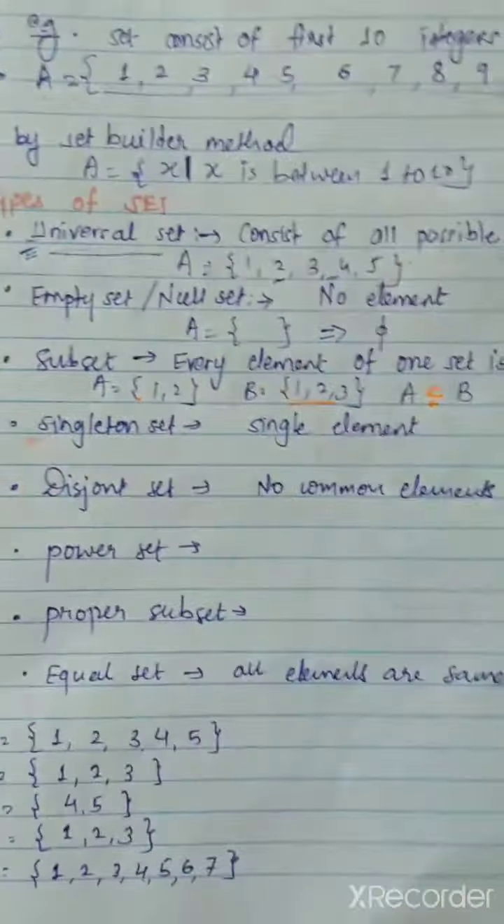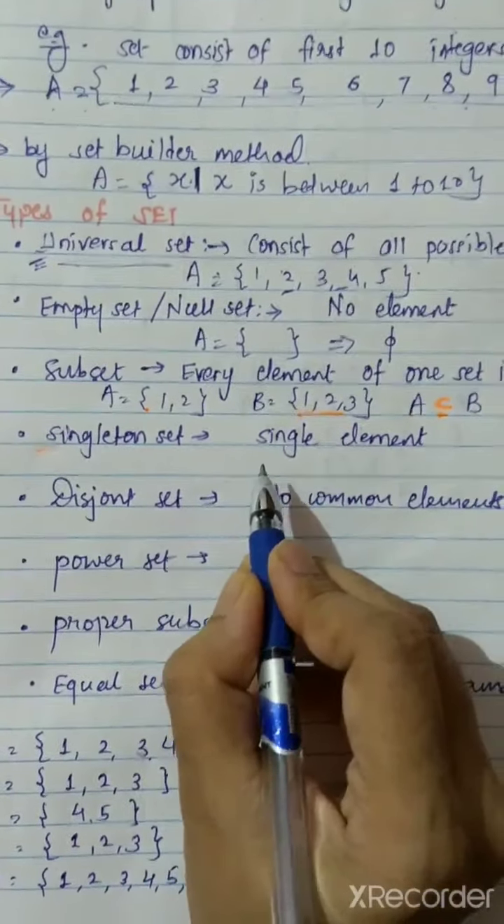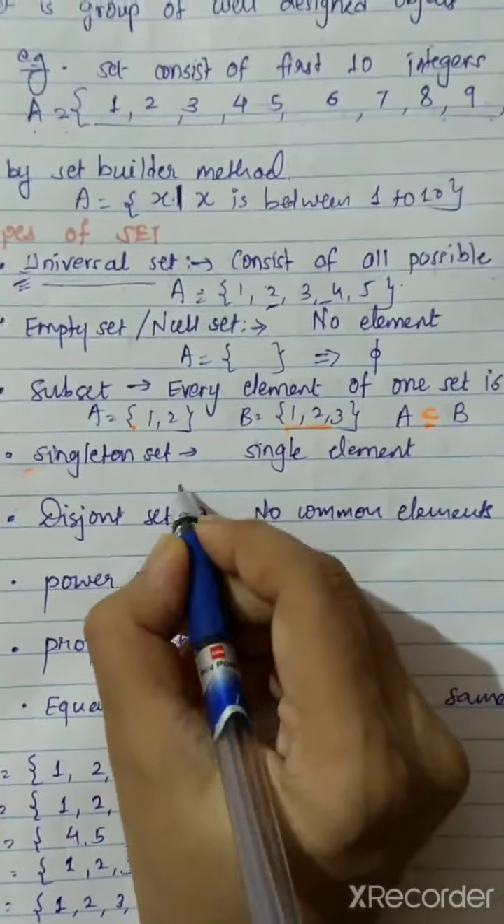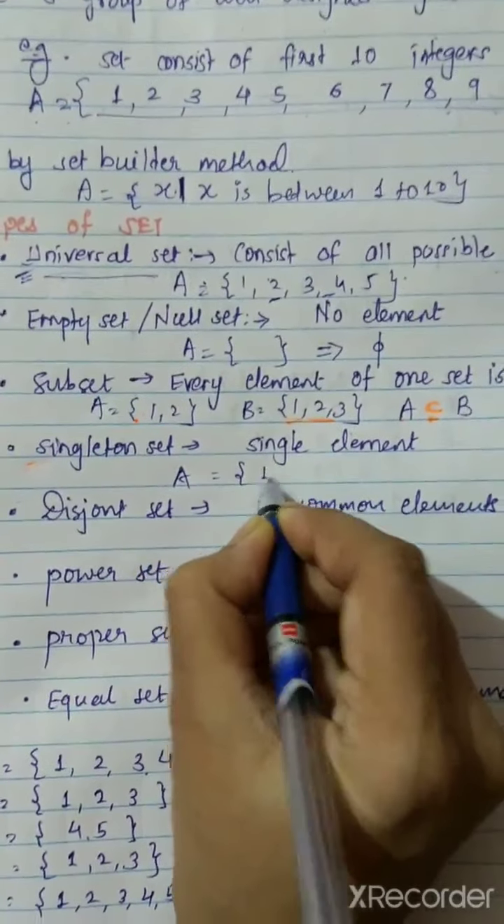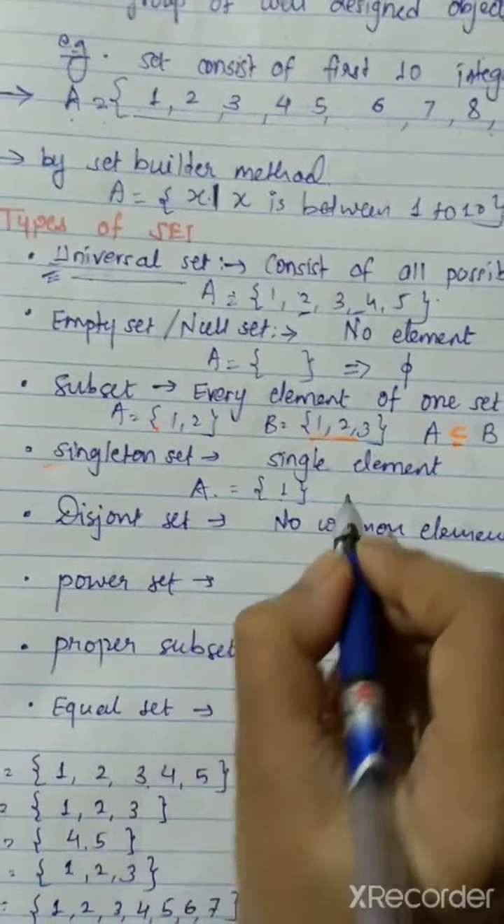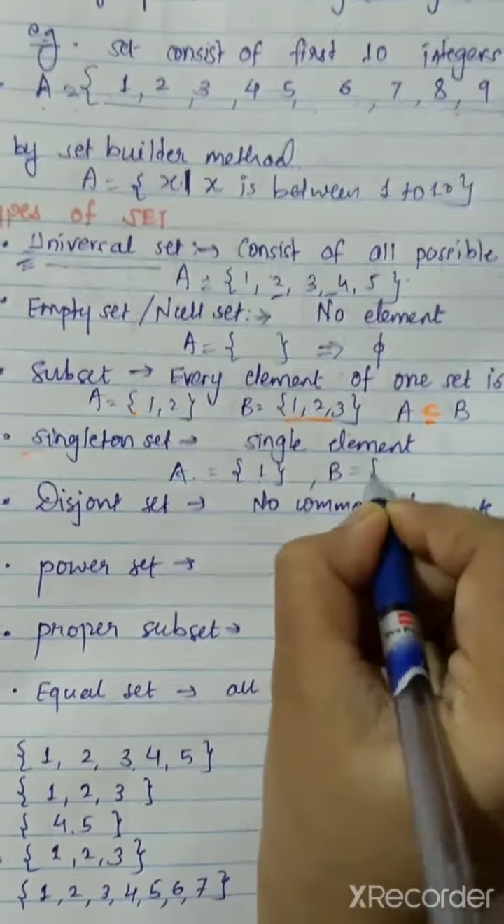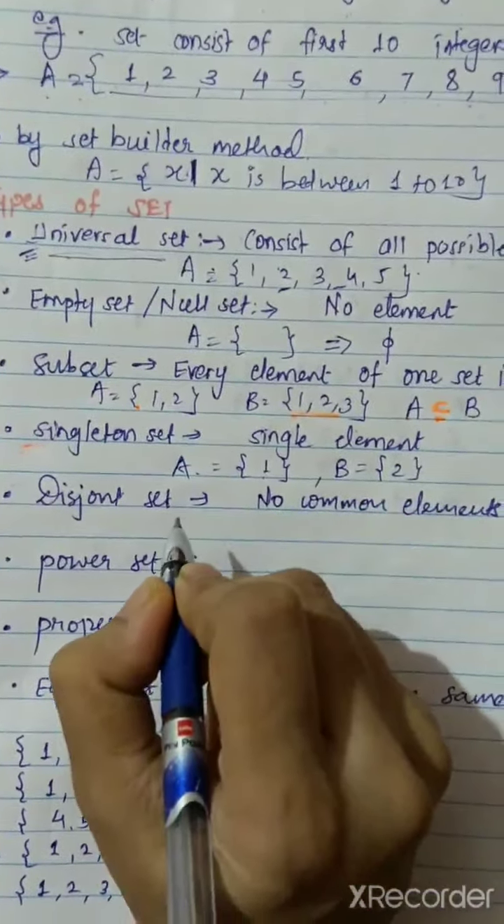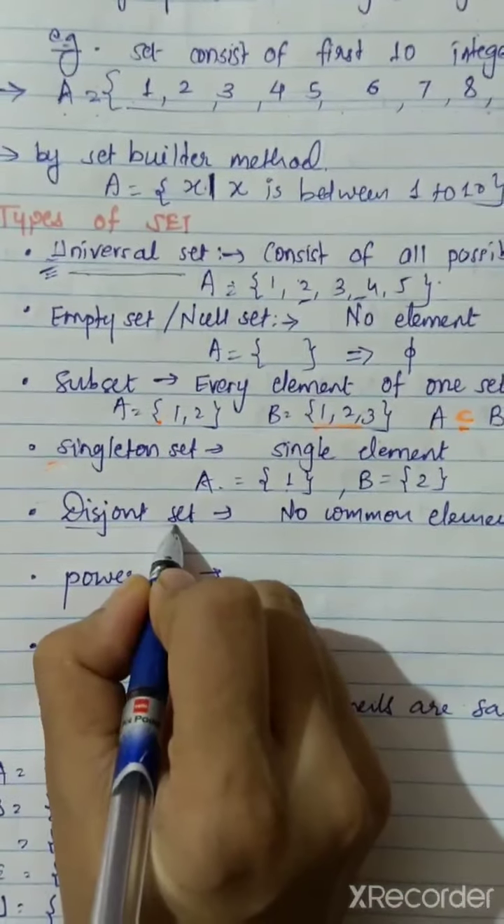Now singleton. What is a singleton? A singleton set is nothing but a set which has only one element. So A is equal to {1}. So this is a singleton. B is equal to {2}. This is a singleton. Next, disjoint set.